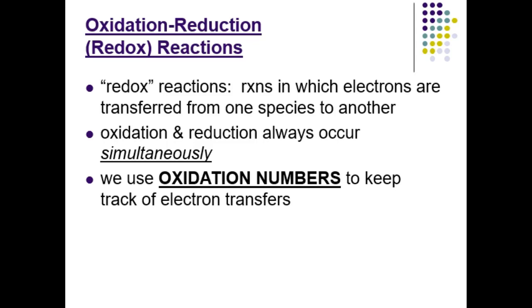So first thing we need to do is define it. An oxidation-reduction reaction is when electrons are transferred from one species to another, so from one substance to another, okay? Oxidation and reduction always occur simultaneously. That means that if one is oxidized, the other has to be reduced. We use oxidation numbers to keep track of electron transfer. So that right here is the biggest key: it has to have oxidation numbers and they have to transfer, and we use oxidation numbers to keep track of where they go.